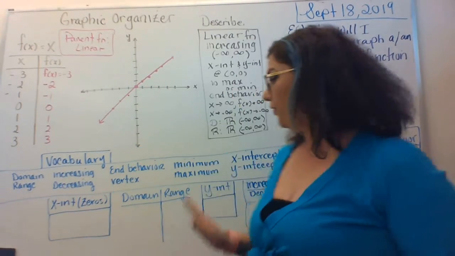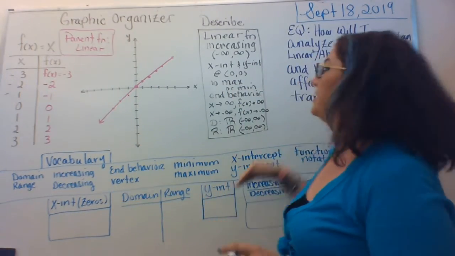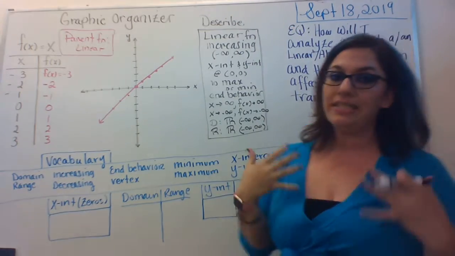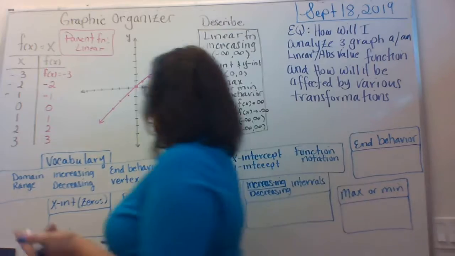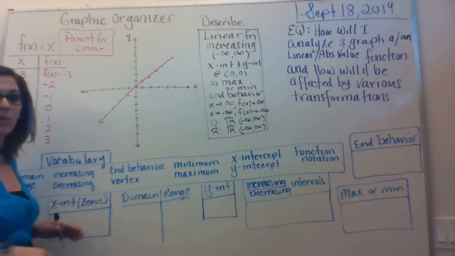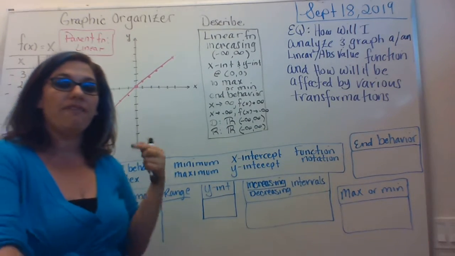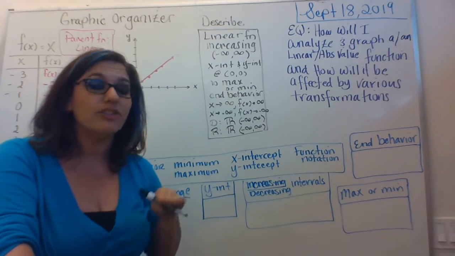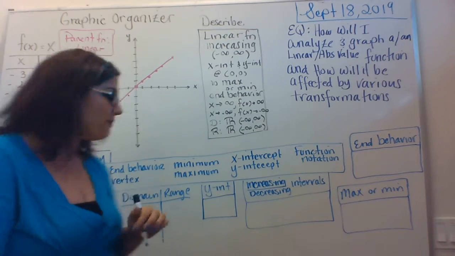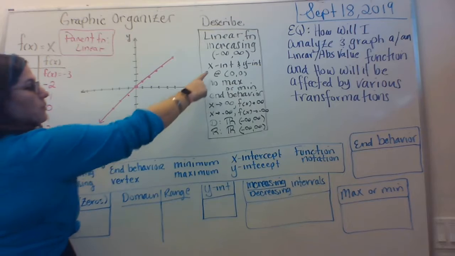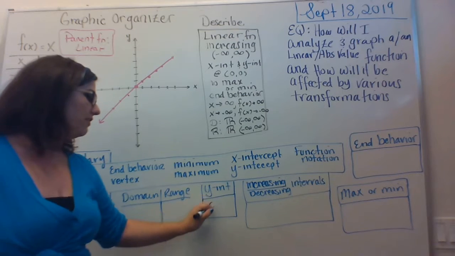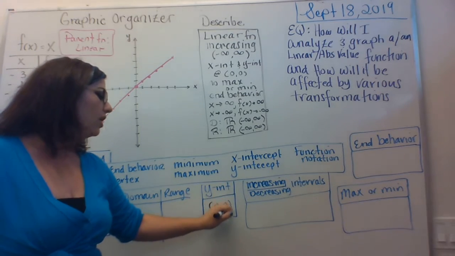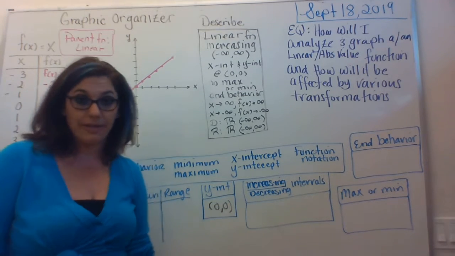Okay, so a graphic organizer is just a way to take the description that you would give me and put it into its own little containment sections. So if I wanted to find the x-intercepts or the zeros, this is where the function, any function, crosses the x-axis, okay? So in this case, I can say my x-intercept is happening at (0, 0). While I'm at it, let's go ahead and fill in our y-intercept, which is also happening at (0, 0).